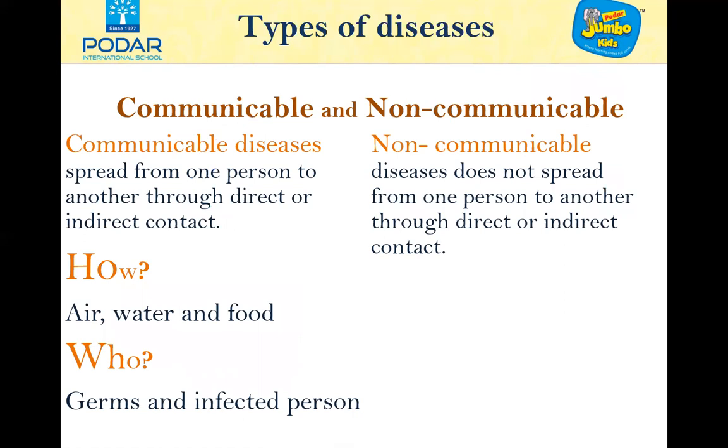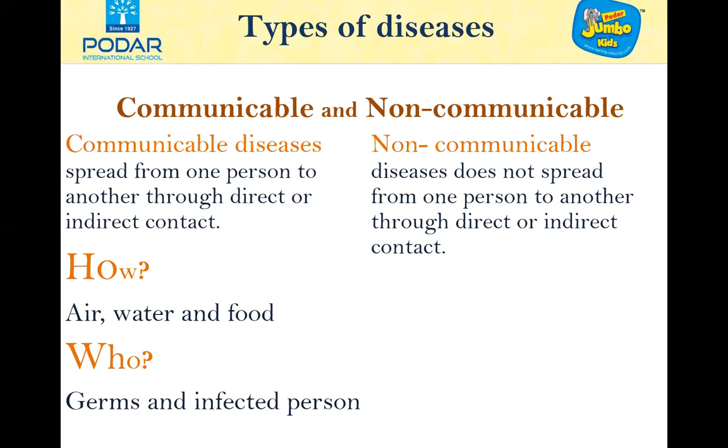Types of diseases. We have mainly two types of diseases, communicable and non-communicable diseases. Communicable diseases spread from one person to another through direct or indirect contact. Now, how do they spread? They spread through air, water, and contaminated food. And who spreads these diseases? They are the germs and an infected person. Also, an animal bite can cause communicable diseases.